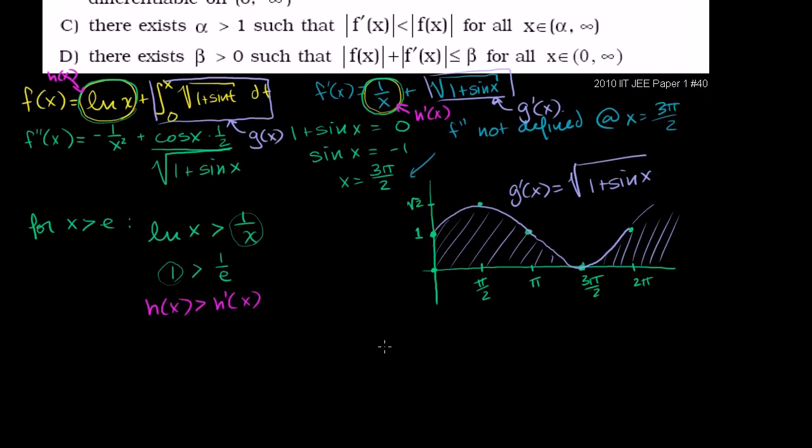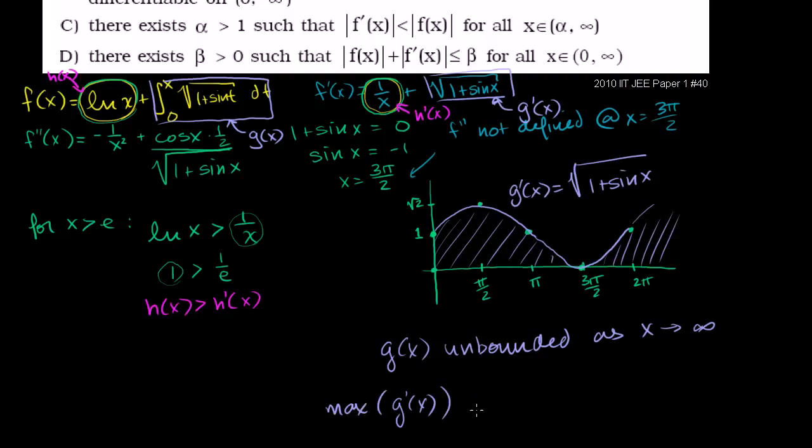So we can write g of x is unbounded as x goes to infinity. G of x approaches infinity. What about g prime of x? G prime of x maxes out. It just keeps oscillating between 0 and square root of 2. So the max of g prime of x is equal to the square root of 2. So it's pretty clear that there's some x value where this area is going to be more than the square root of 2. Let's call that point alpha.